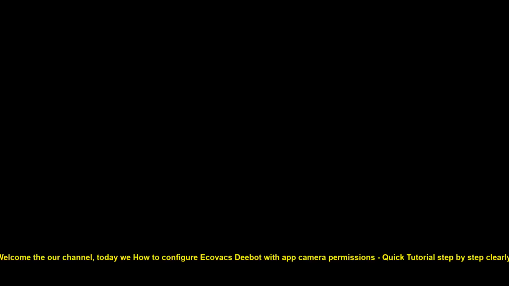Quick tutorial step by step clearly. To configure your Ecovacs Deebot with app camera permissions, first, ensure that your Deebot is powered on and connected to your Wi-Fi network. Next, open the Ecovacs app on your smartphone.